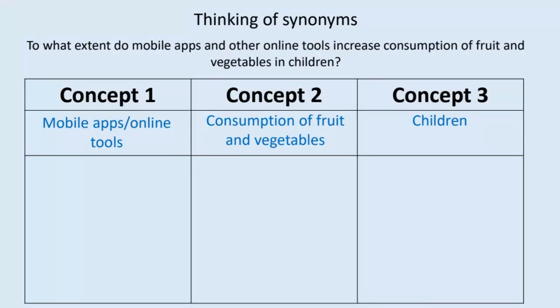So we go back to our question, our concept map or whatever framework we've used, to have a look at those concepts. I could go to a database now and search for mobile apps and consumption of fruit and veg and children, and I probably would find some research. So that's useful. But I wouldn't find all the research on this topic because I haven't used alternative terms or synonyms. I haven't thought of all the possible terms an author may have used to describe my different concepts. And this is a really important part of the process.